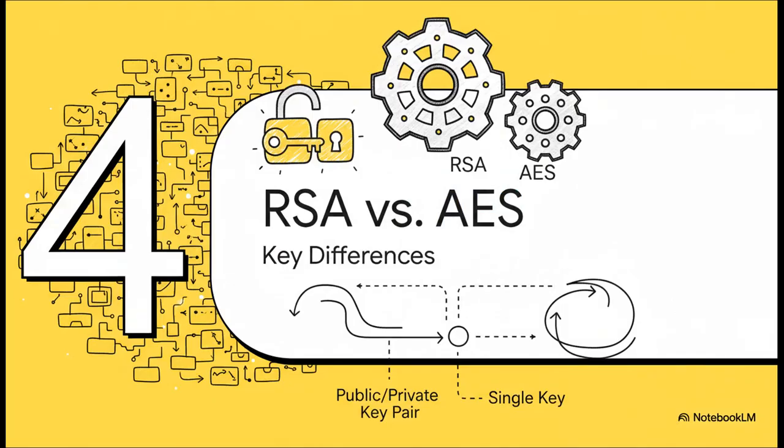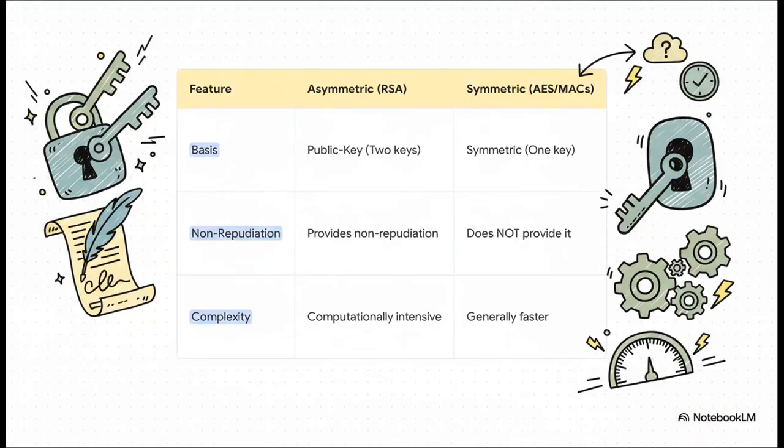Okay, so what we just did, that's called an asymmetric system because it uses two different, or asymmetric, keys. Now, a really common thing you'll see on exams is a question asking you to compare this with a symmetric system like AES. So let's quickly break down the big differences. Really, it all boils down to one major trade-off. RSA, being asymmetric, is incredibly powerful. That public-private key pair gives you something called non-repudiation.